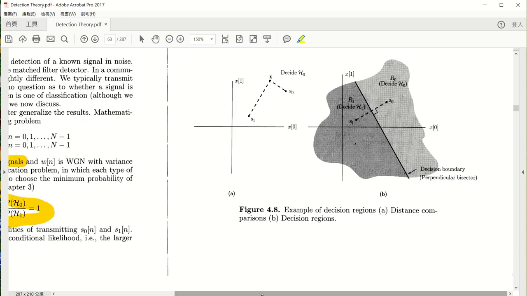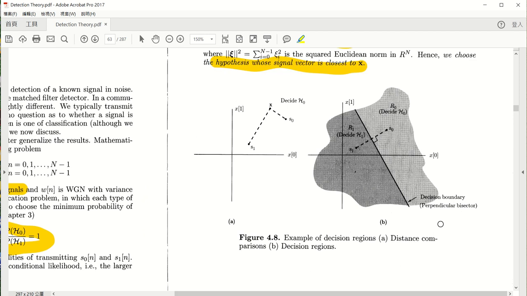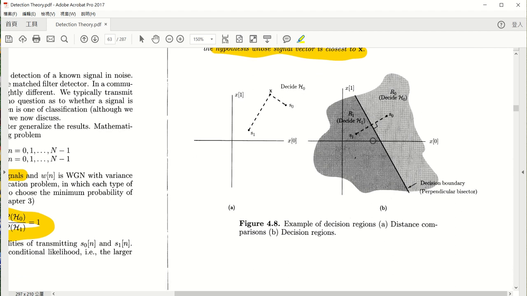Now we give a more general sense of this. Let's say in the vector space you have S1 here, then you have S0 here. You have only two hypotheses. Now you're getting a signal here. You try to calculate the distances, and you find out that x is actually closest to S0. As a result, you will decide H0. That's reasonable.